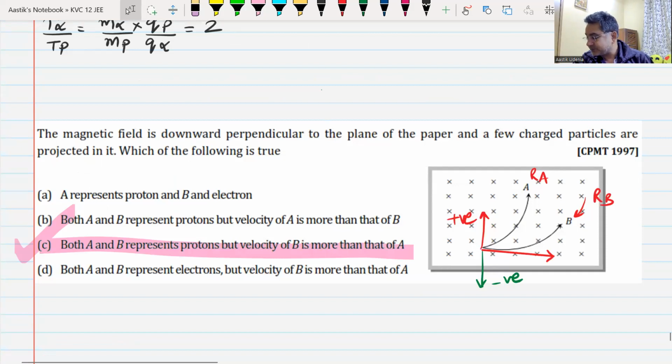Remember, as soon as you see a particle moving with a velocity in a perpendicular magnetic field, the first question that should come into your mind is that this particle is performing uniform circular motion.